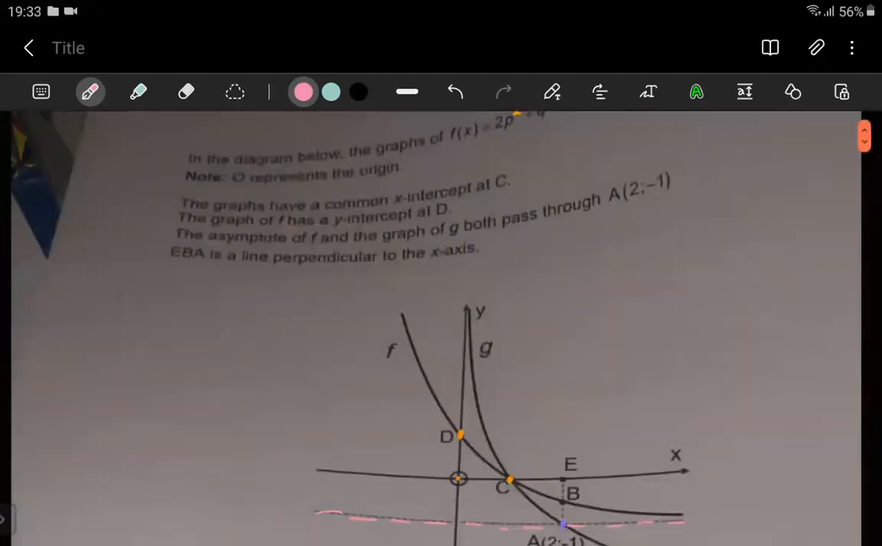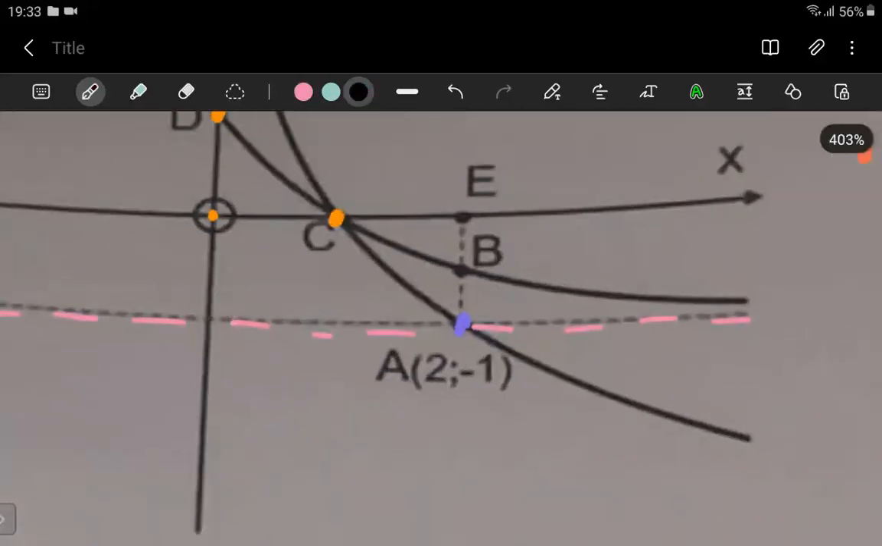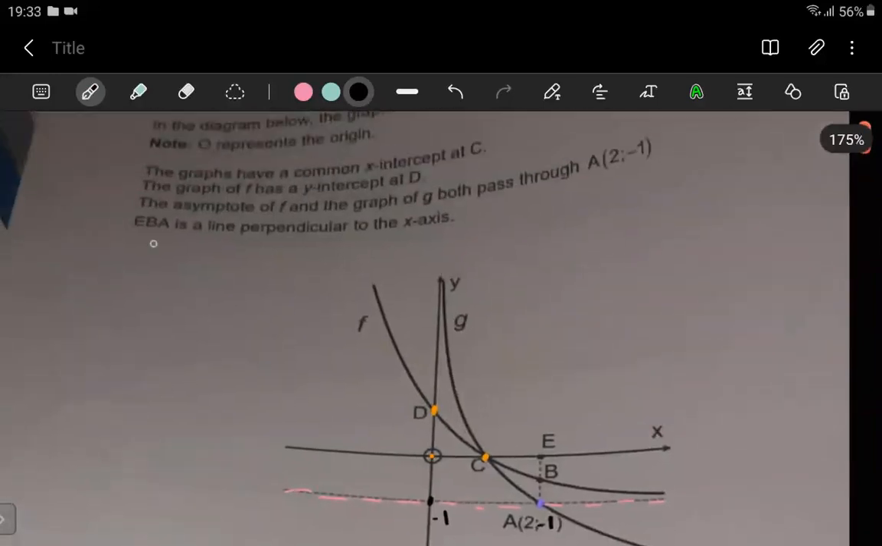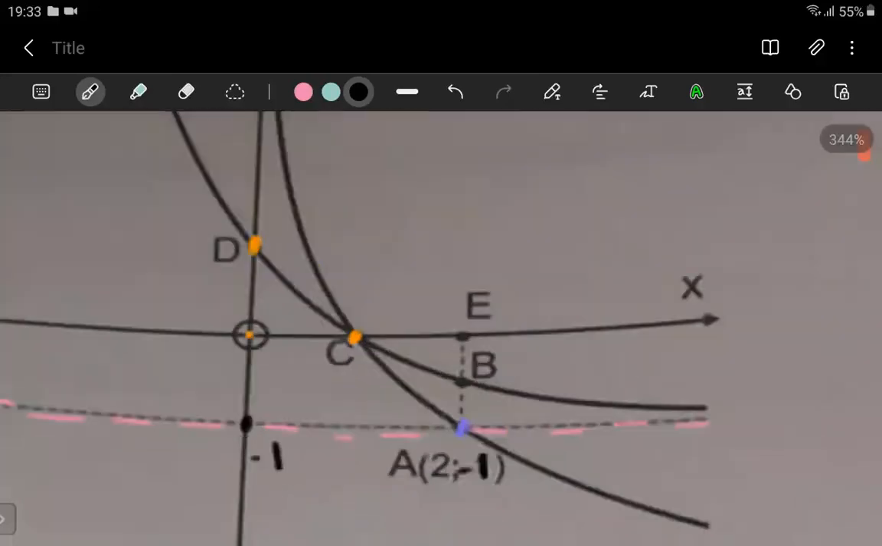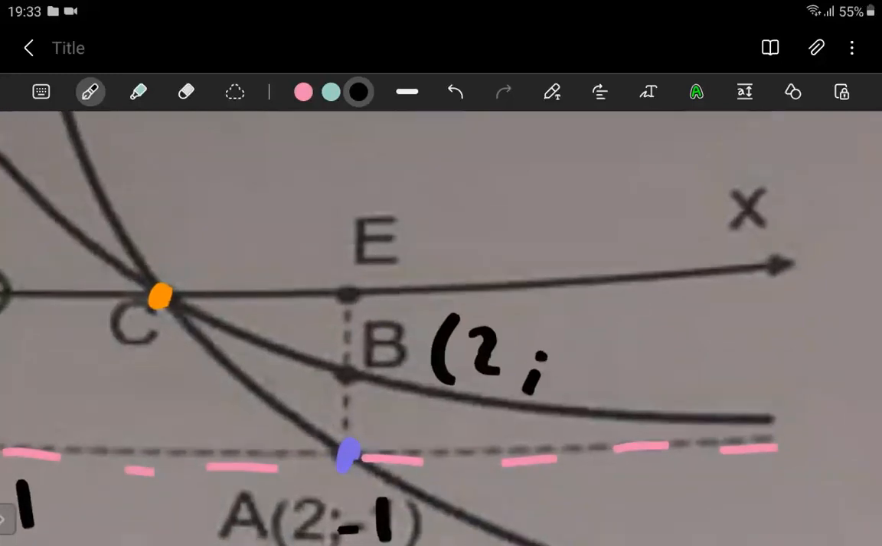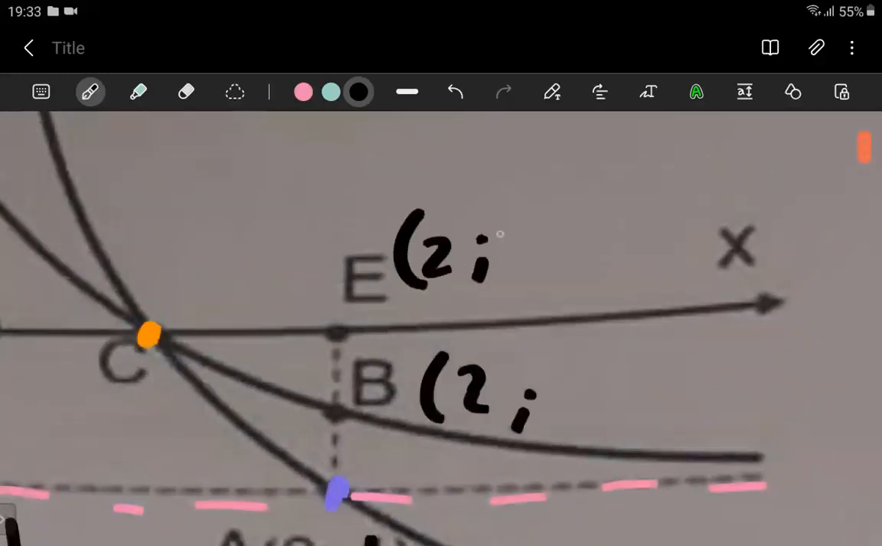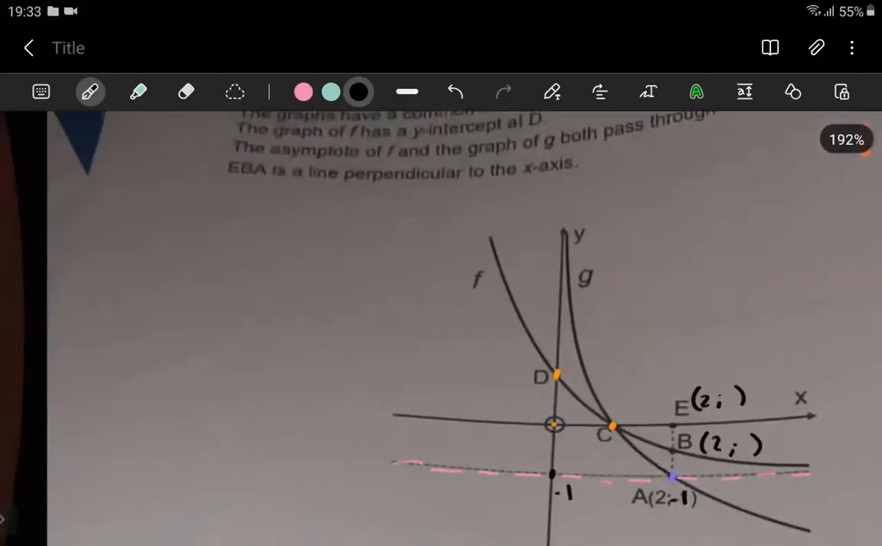And then they said here, do you see the information here is important, because they're technically giving us the equation of the asymptote, because we're seeing the y value here is -1. And then here they say EBA. EBA is a line perpendicular to the x-axis. So what they're trying to tell us is that the x value here is also going to be a 2. Like that. See? So this is important.